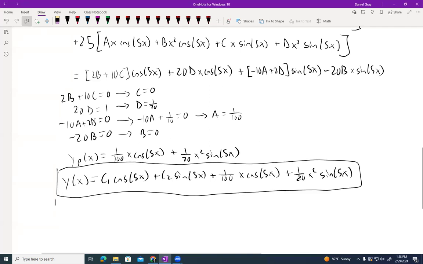And then now that I know that d is 1 over 20, I can plug that in here. 2 times 1 over 20 is 1/10. So then I could solve for a, just add 10a, divide by 10. So I get a is equal to 1 over 100.